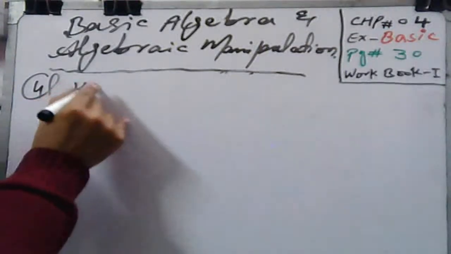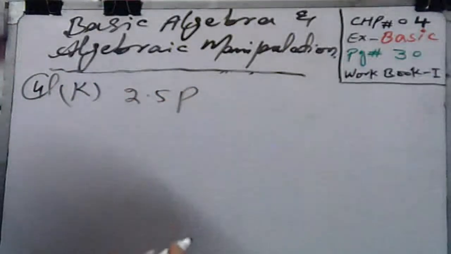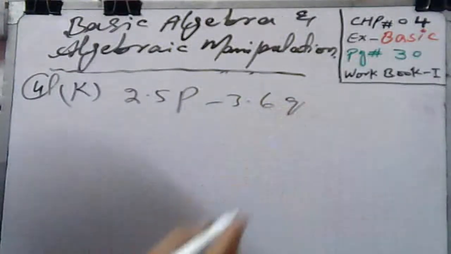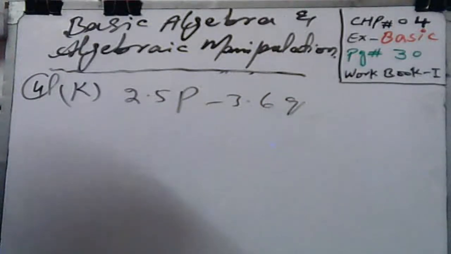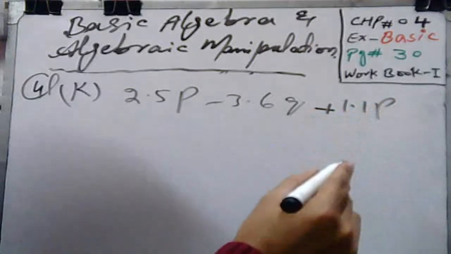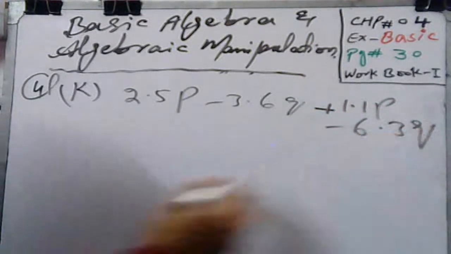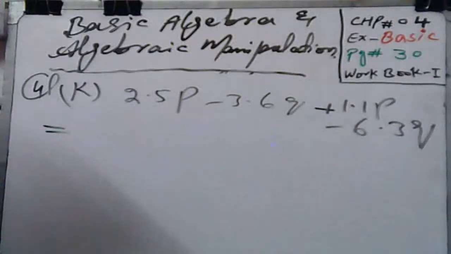K part, second last part. 2.5p minus 3.6q plus 1.1p plus 1.1p minus 6.3q.